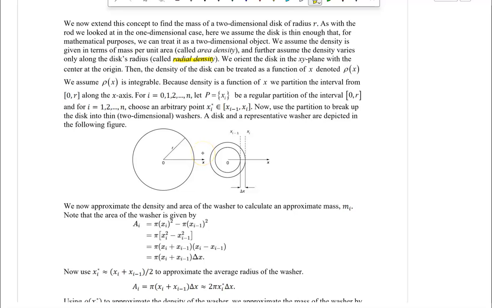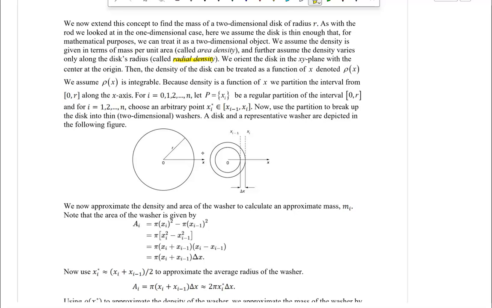And we're going to assume that the density is given in terms of mass per unit of area, whereas in the last one, the density was just given at a specific x value along the wire. So ultimately, what we're going to do here is multiply an area by an area density, thus giving us the mass of that portion of the disk.